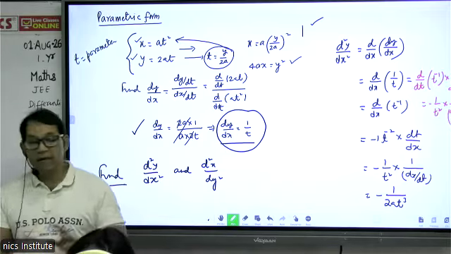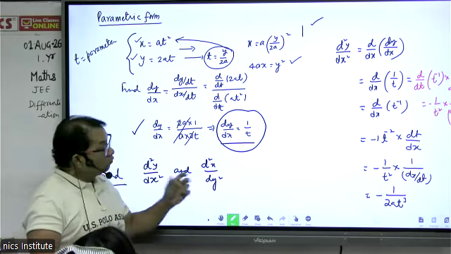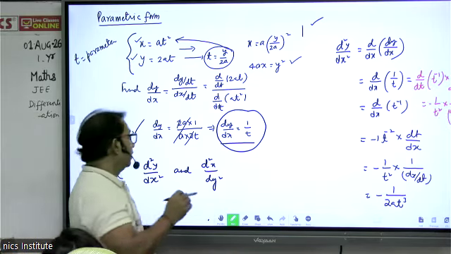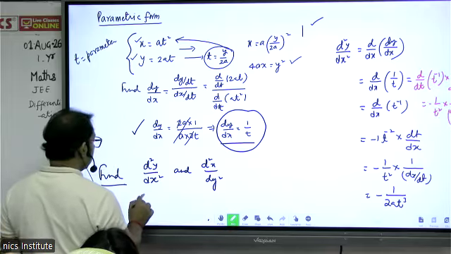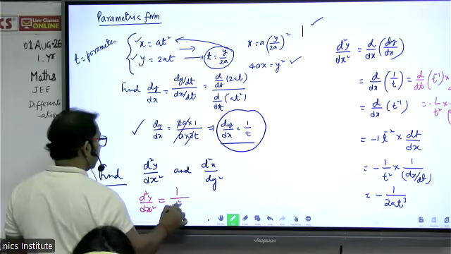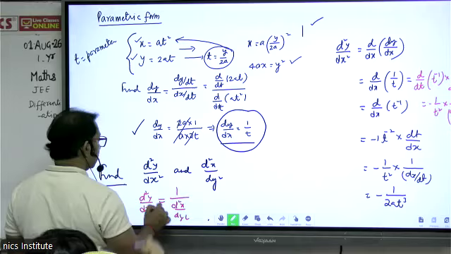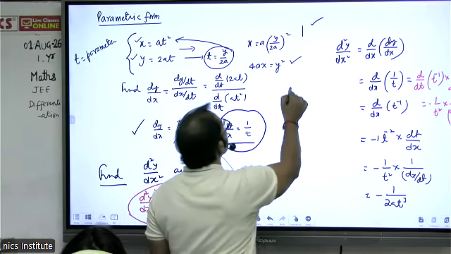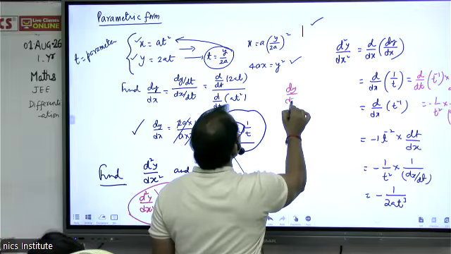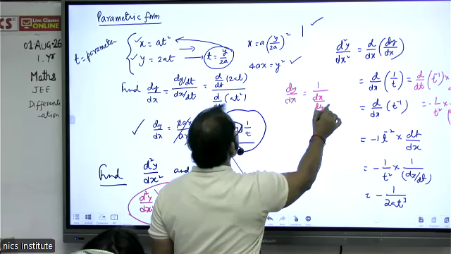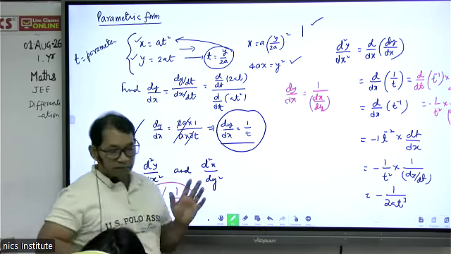So this is the second derivative. Now what is d2x by dy square? Now, the first mistake would be that you'll write d2y by dx square as 1 over d2x by dy square, which is not correct. Remember this. Okay? dy by dx is basically 1 over dx by dy, no doubt about it. But in the second derivative, you can't do this.